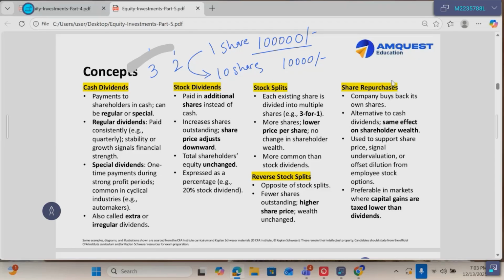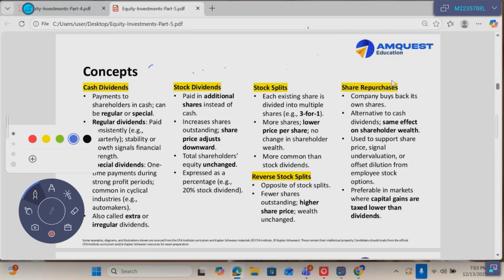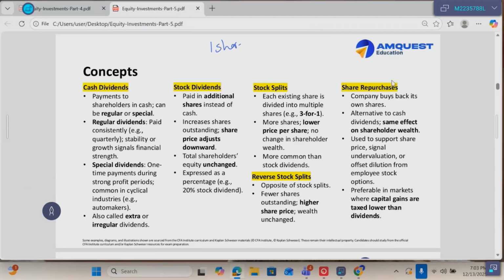Companies can also go for a reverse stock split. So what is a reverse stock split? Let's say one share is currently trading at $1. If you go and say in the market that a company's share is trading at $1, people will consider that it's a small cap stock or a penny stock. So people will not perceive this as a good opportunity. They will feel that this is available at a very low price.